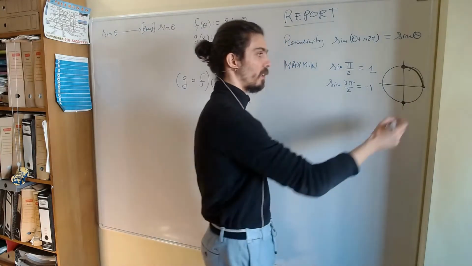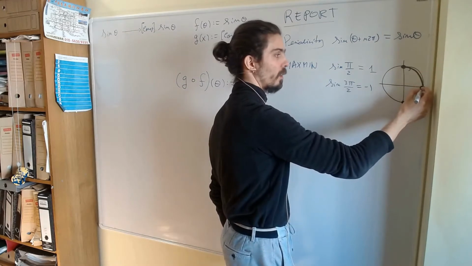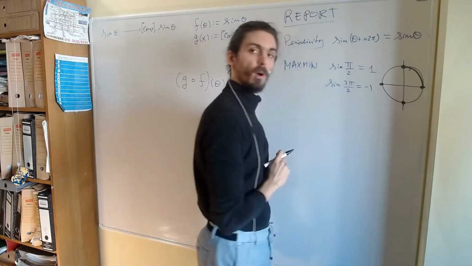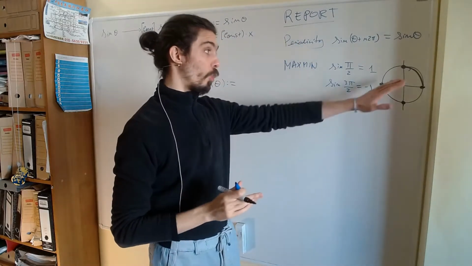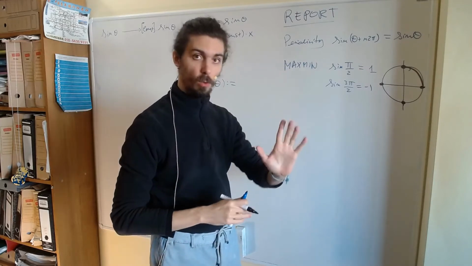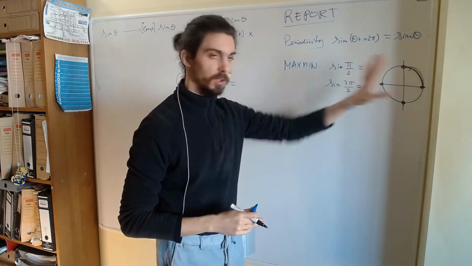The zeros occur when theta is 0 or when theta is pi. Okay? Of course, we have to add full rotations because it could be pi plus 2 pi and so on. But for now, let's just focus on these cases. Okay?